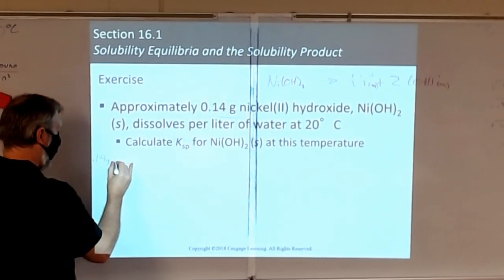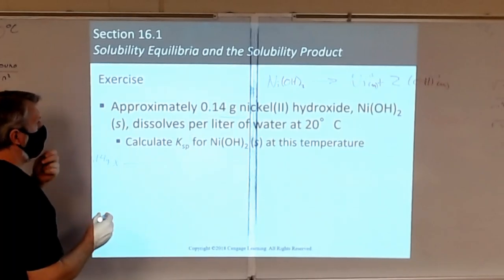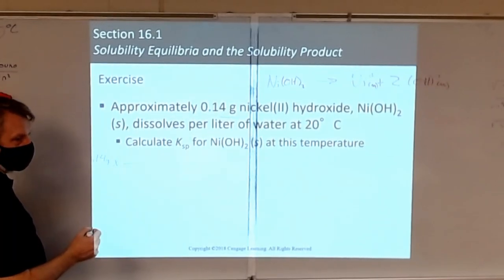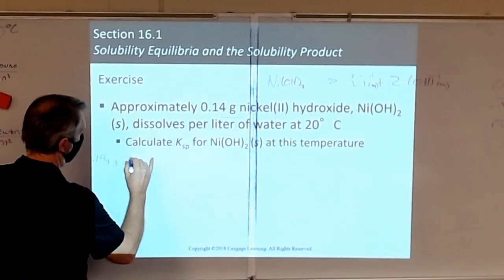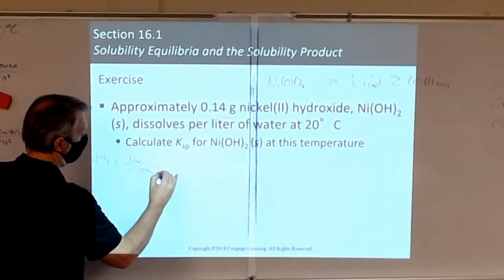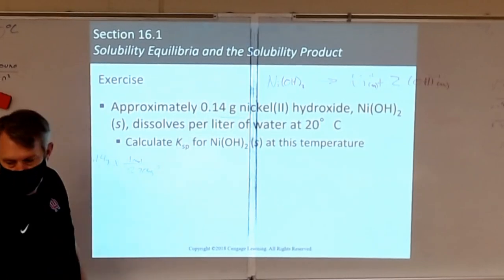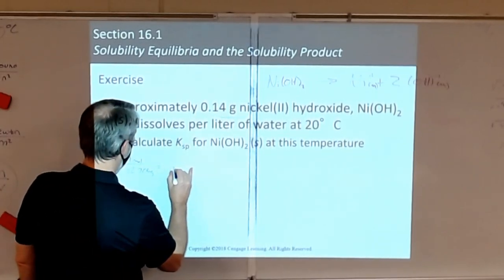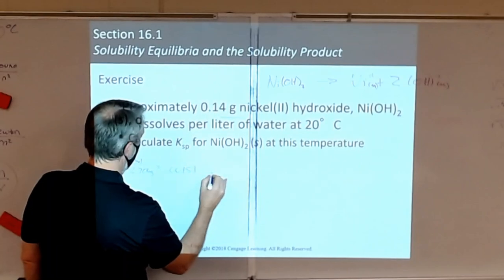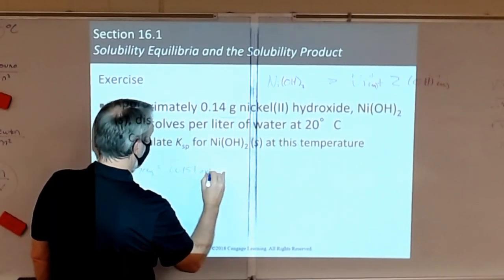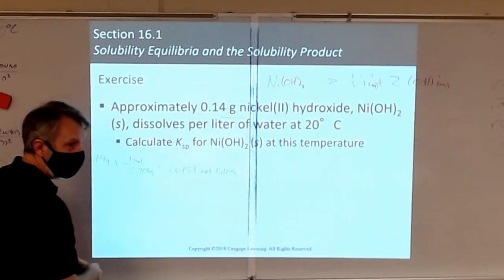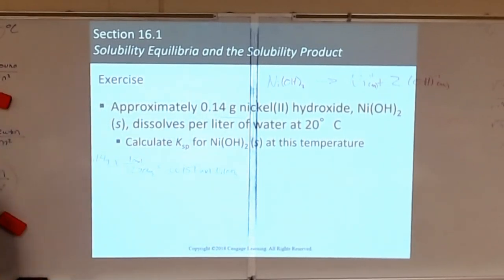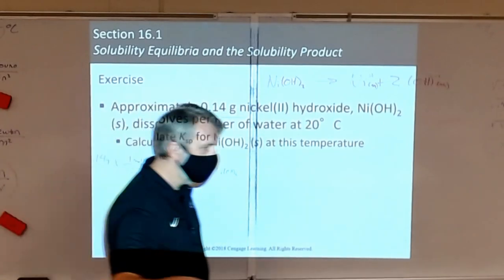Right? And the molar mass of nickel 2 hydroxide is 92.703. And 1 mole. So that means I have how many moles? 0.00151. Right? Y'all okay with that? Everybody good with that so far, right?